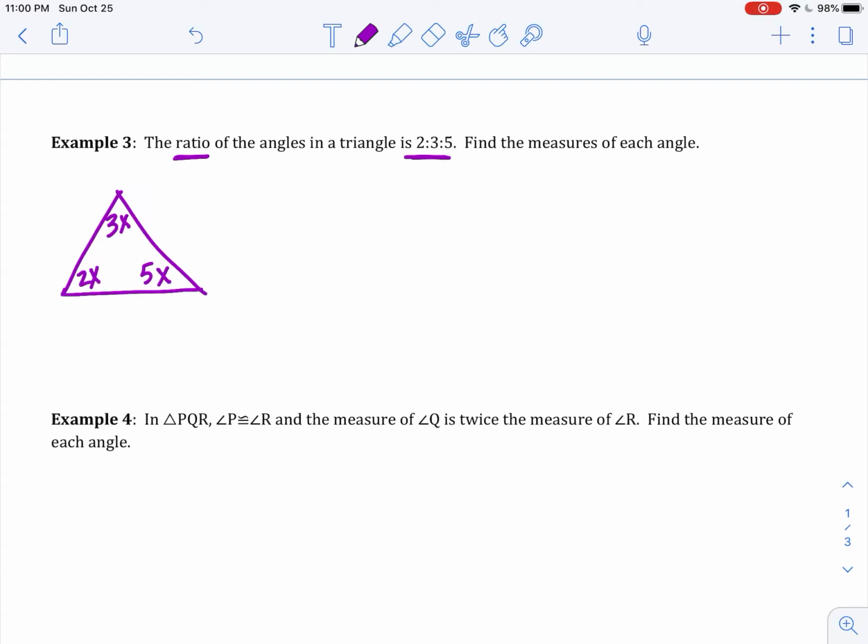All right? So if you put an x next to all those and then add it up, you get 2x plus 3x plus 5x equals 180. If you add those numbers up, you get 10x equals 180. And if you divide by 10, your x equals 18. Now, none of the angles actually equal 18. They're a multiple of 18.